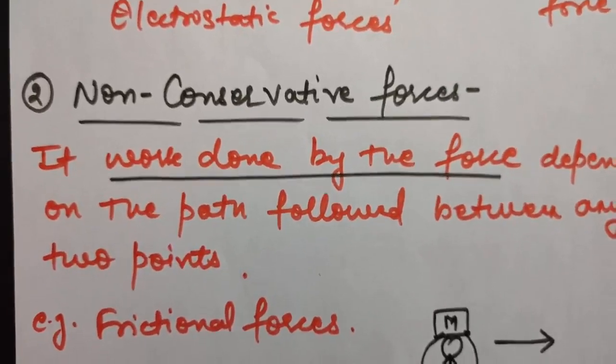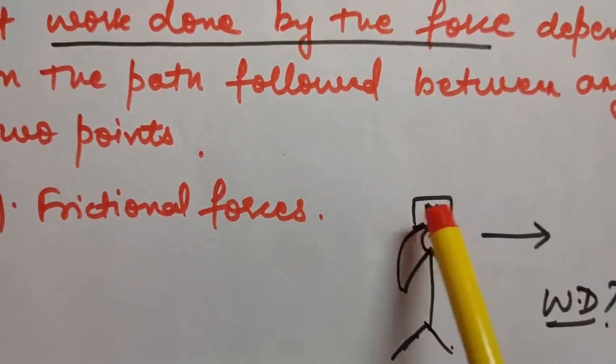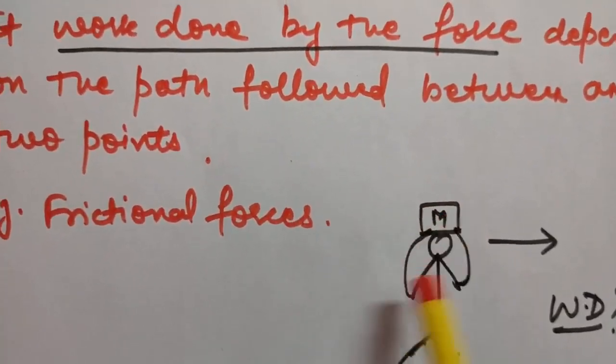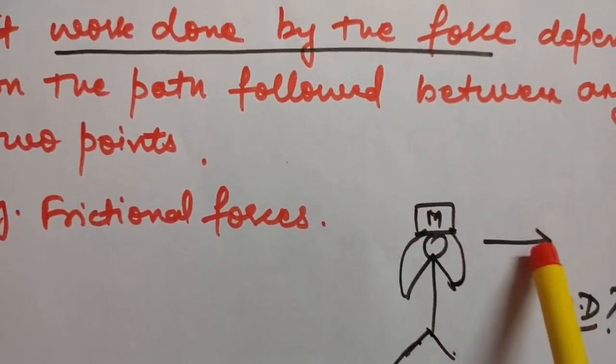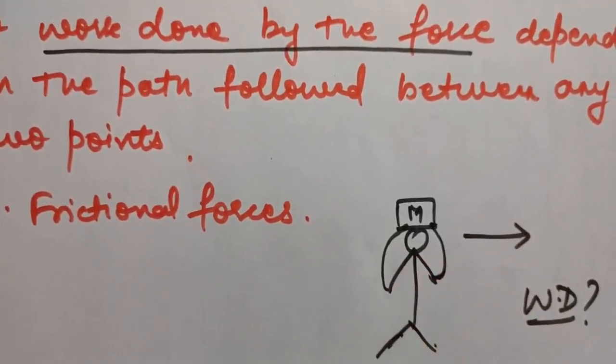Okay, so I am giving you one question to solve. Suppose this is a man who is lifting a weight of mass m on his head and he is moving in the forward direction. Then you have to calculate what would be the work done in this case by the man.